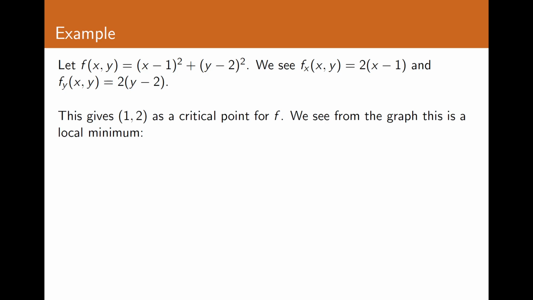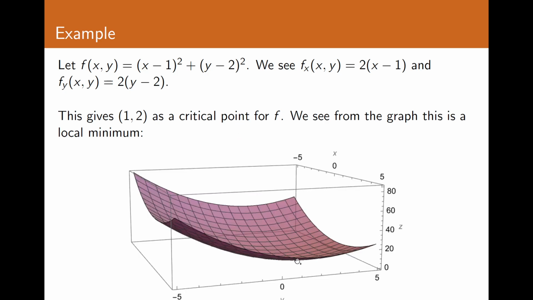And we can see from the graph of f that this is actually a local minimum. So here's our graph. So we're going 2 in the y direction, so 2 in this direction and 1 in the x direction. So that point's like right in here. So we can see that that point is a local minimum for the function.